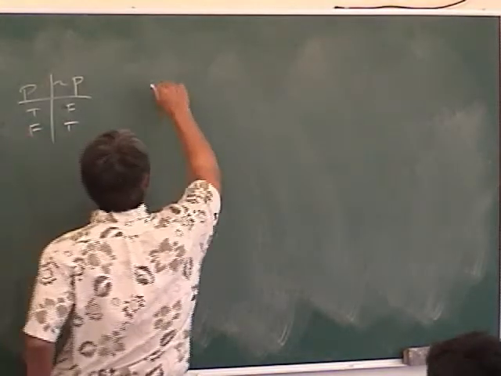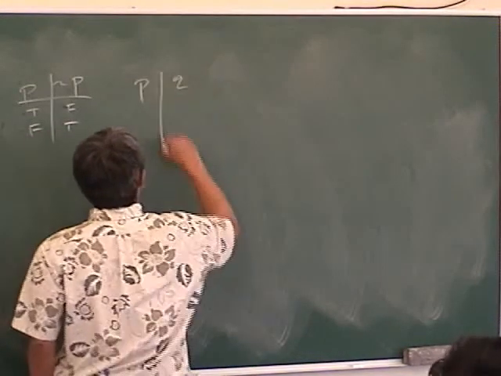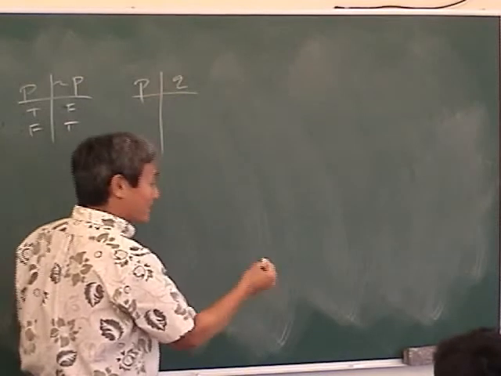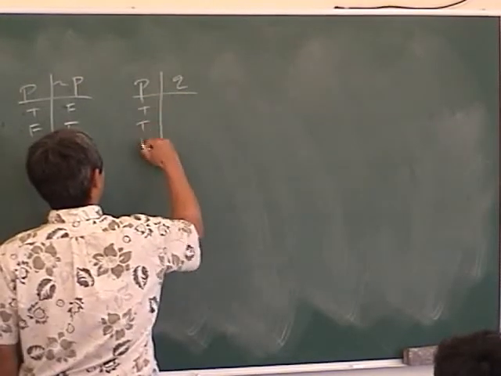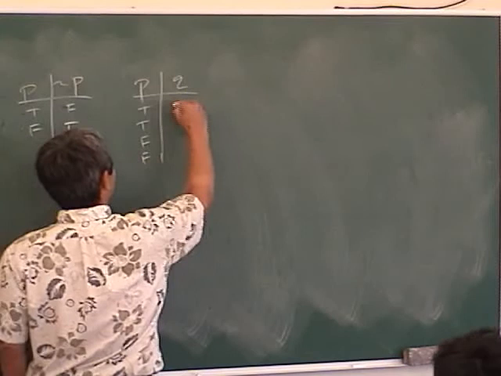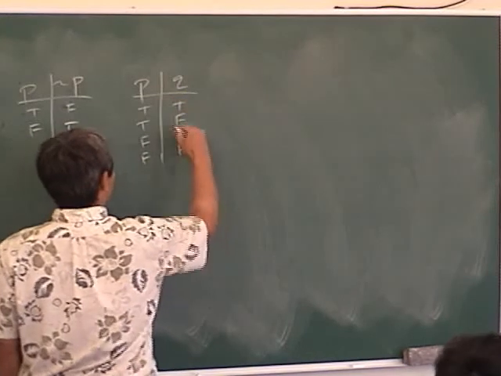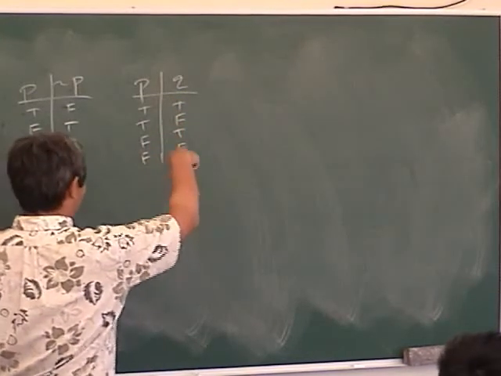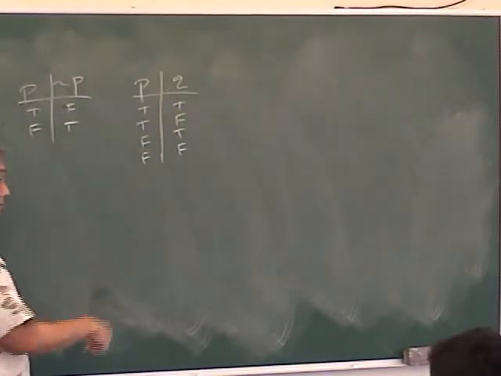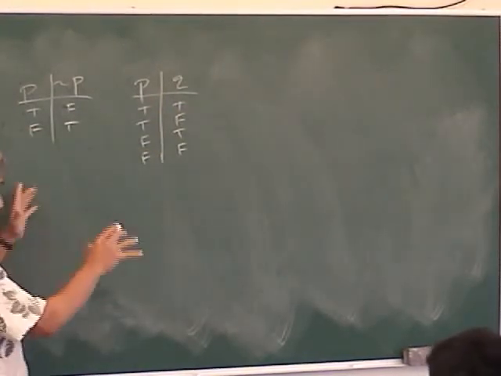Okay, well, when you get to what happens when you have two statements, P and Q, well, there are four possibilities, and this is the standard way of writing up all four possibilities in logic. P will always be true, true, false, false, and Q will always be true, false. That's just standard, all four possibilities.